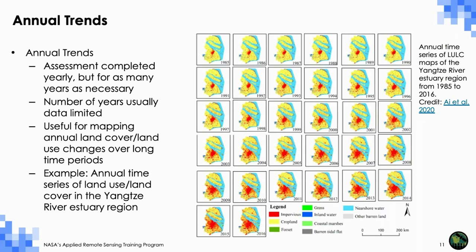Here's a really good example of this on the slide of land use, land cover change. It's a time series completed for the Yangtze River estuary region. As you can see, this relatively lengthy time series has maps that are made from 1985 to 2016. These maps do a really great job of monitoring the growth of impervious surface over the entire time series in the region. This is usually something that we associate with human development. So as you can see, this is a little bit more of a gradual change that we're able to observe over a number of years. Time series like this provides us with a lot of information about how land cover type has changed over a number of decades.